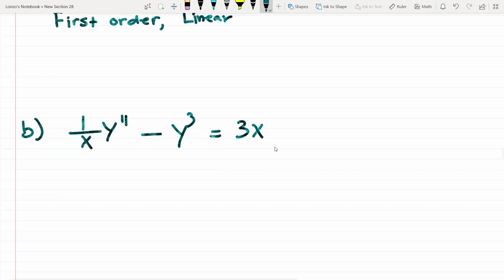Okay, B, we have 1 over x times y double prime minus y to the third equals 3x. So let's look at the order. It's the highest derivative. So let's see, what is the highest derivative? I only have this one, y double prime. This is my highest derivative, and that means it's second order, because the double prime means second derivative, right?